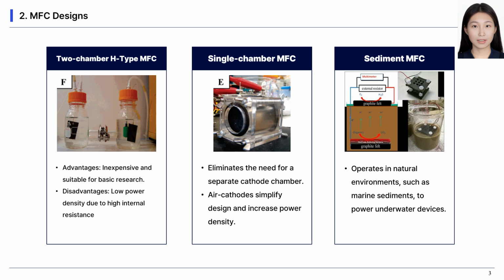The second design is the air cathode MFC. In this system, the cathode is directly exposed to air instead of being submerged in a liquid catholyte. This eliminates the need for a separate cathode chamber and simplifies the overall structure. Air cathode MFCs are known for their ability to achieve higher current densities. However, they face challenges such as water evaporation through the cathode and oxygen leakage into the anode chamber, which can reduce efficiency.